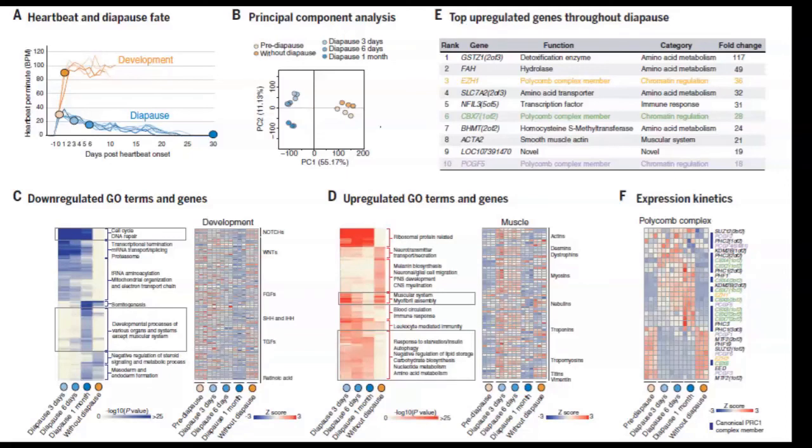Cycling back to the paper I referenced in the beginning, researchers found that genes responsible for cell proliferation and organ development were greatly downregulated during diapause. However, there were certain genes which were upregulated during this stage. More specifically, the genes that control muscle development and function.